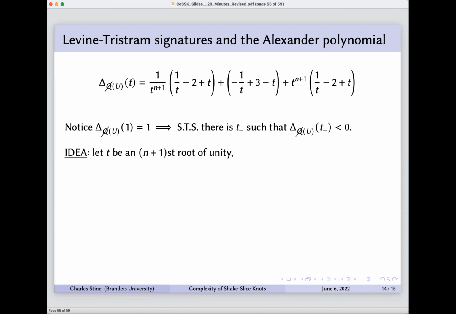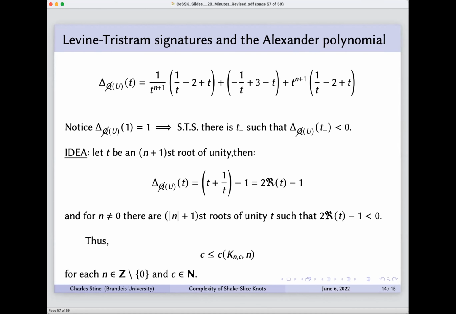So here's an idea. What happens to this polynomial if we take t to be an n plus first root of unity? Well, it simplifies dramatically. The factor of 1 over t to the n plus 1 and the factor of t to the n plus 1 disappear, and with that disappears all of our dependence on n. Moreover, we can group up the terms so that what's left contains the simple sum of t plus 1 over t, which, since t we assumed is a value on the unit circle in the complex plane, is equivalent to twice the real part of t.